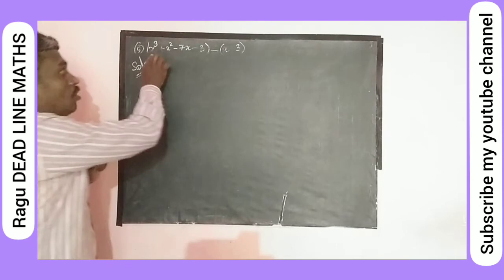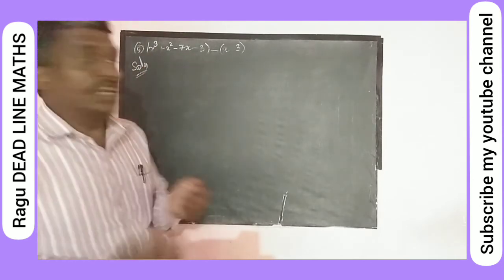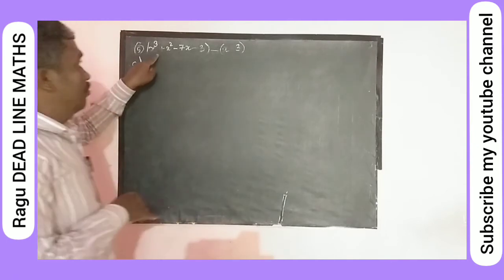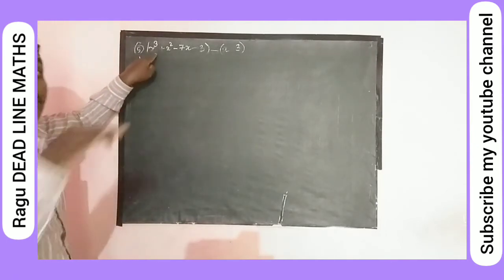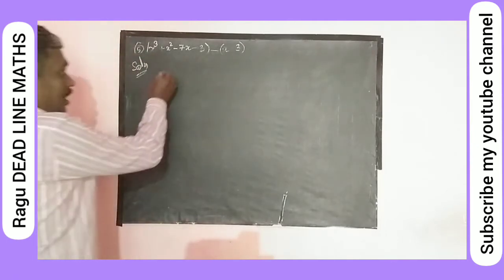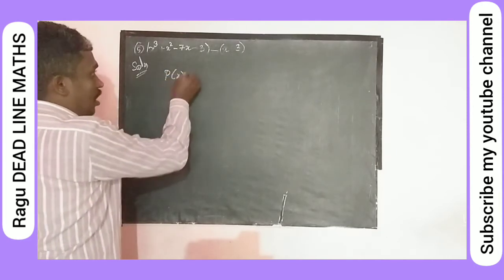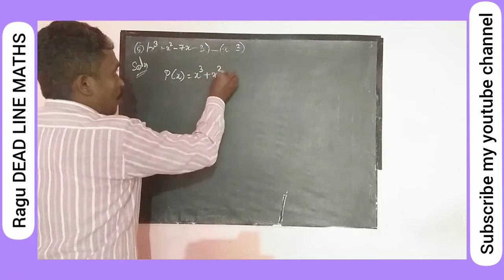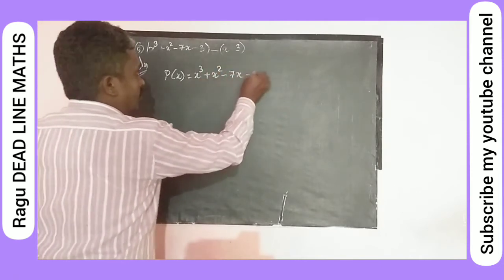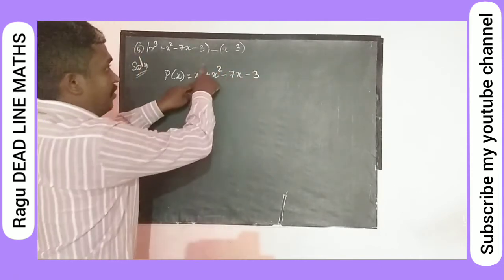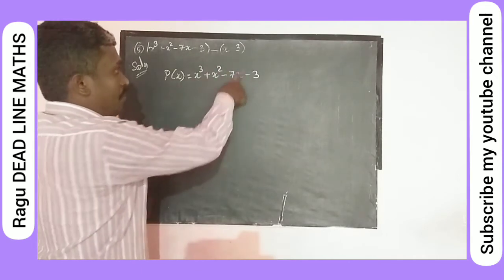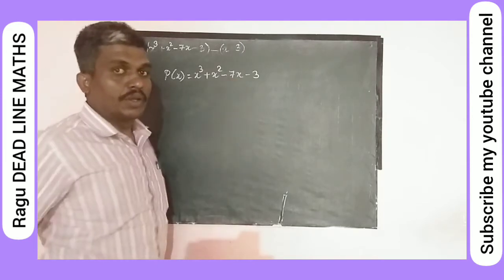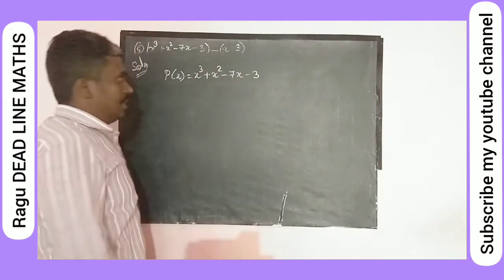And here also for the equation, it must be in order. The descending order is needed. The powers must be in descending order. The given equation P of x is equal to x power 3 plus x square minus 7x minus 3. See that? The descending order. Suppose if any terms are missing here, you must add them with 0.